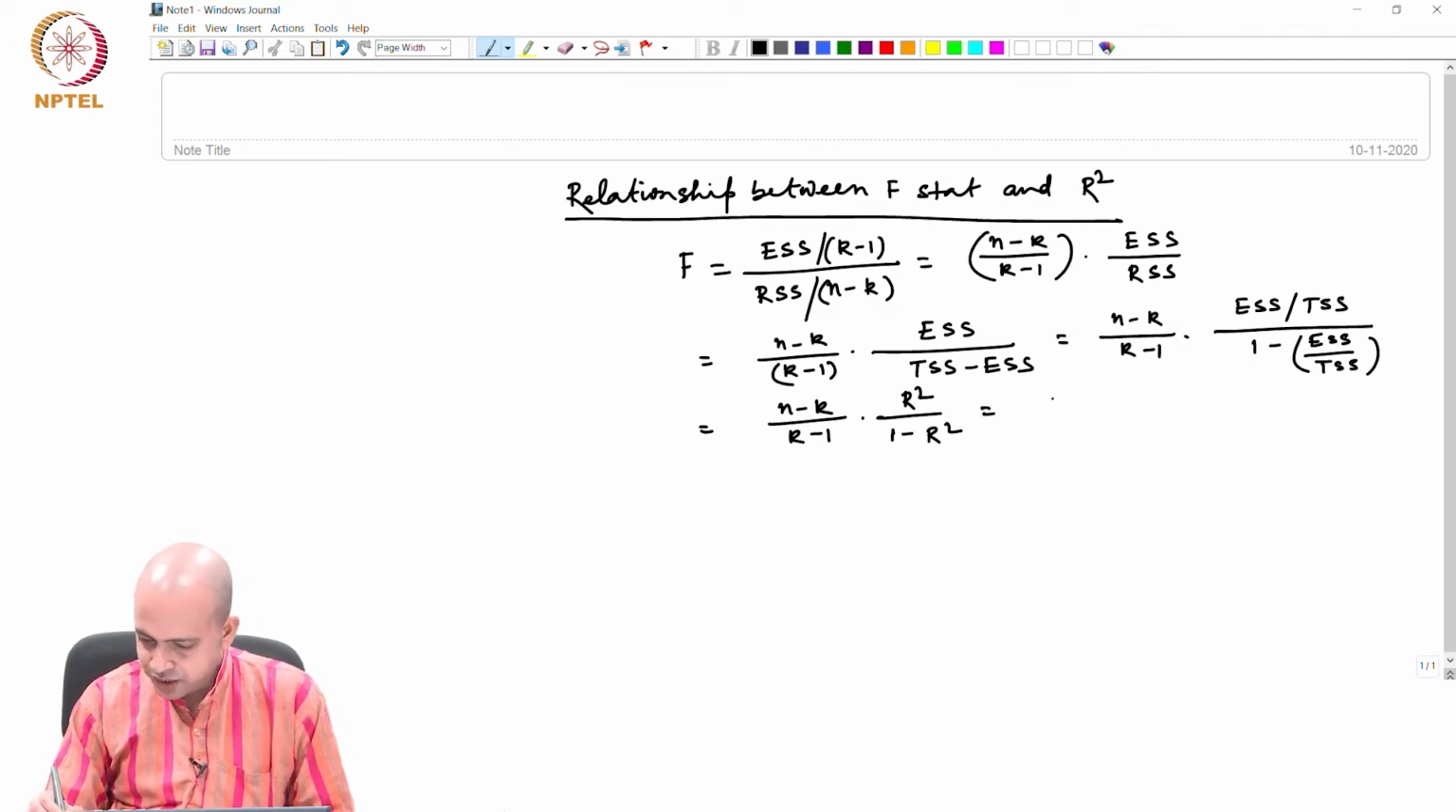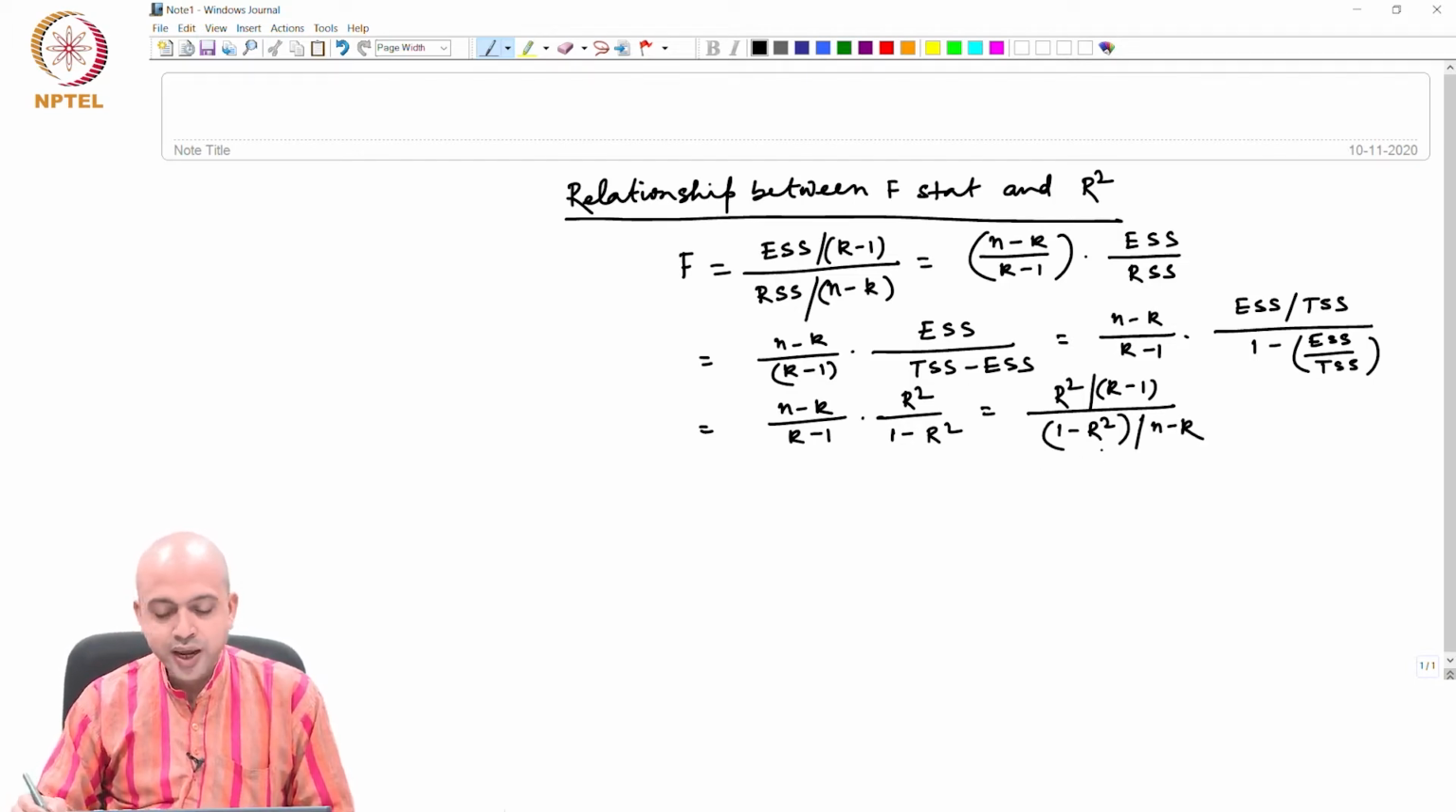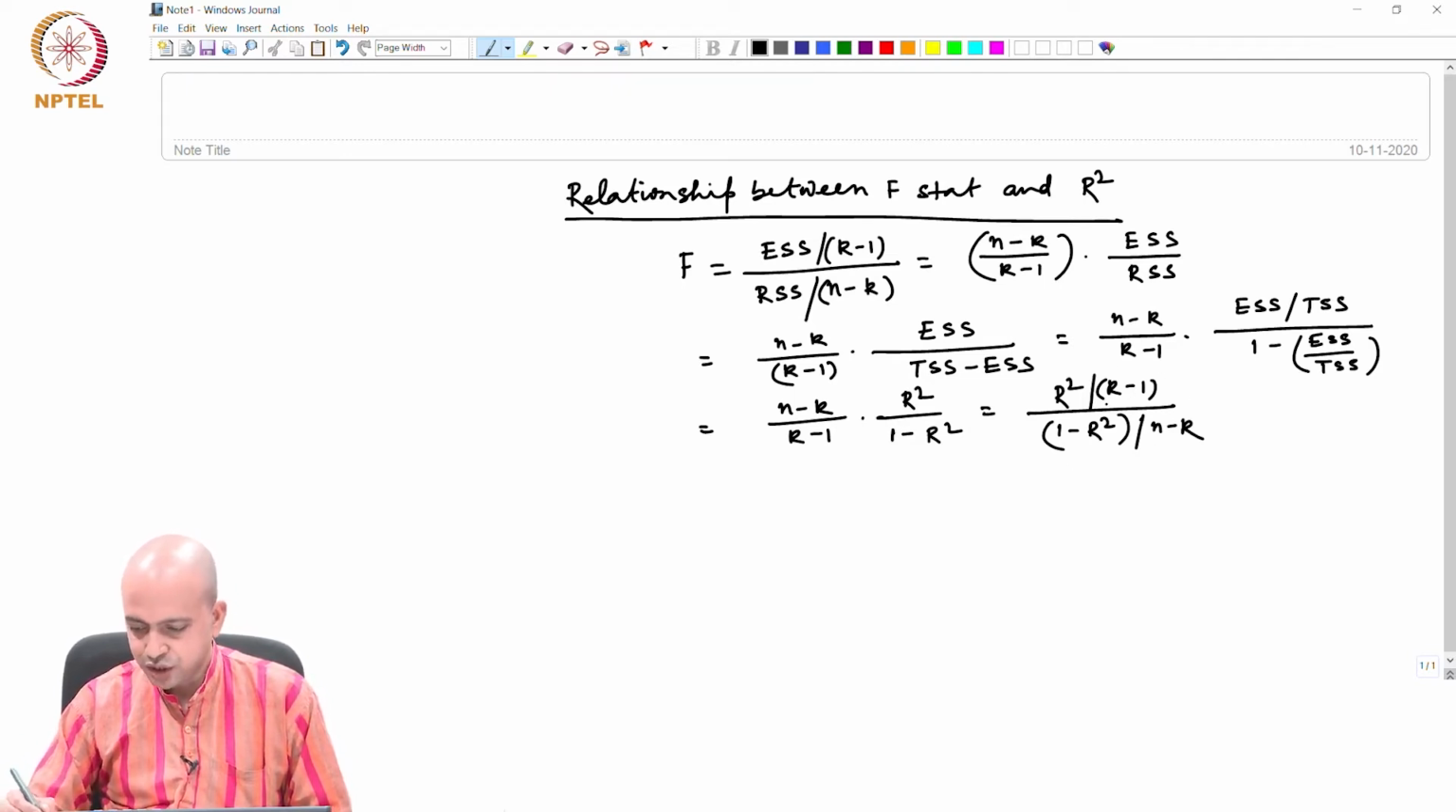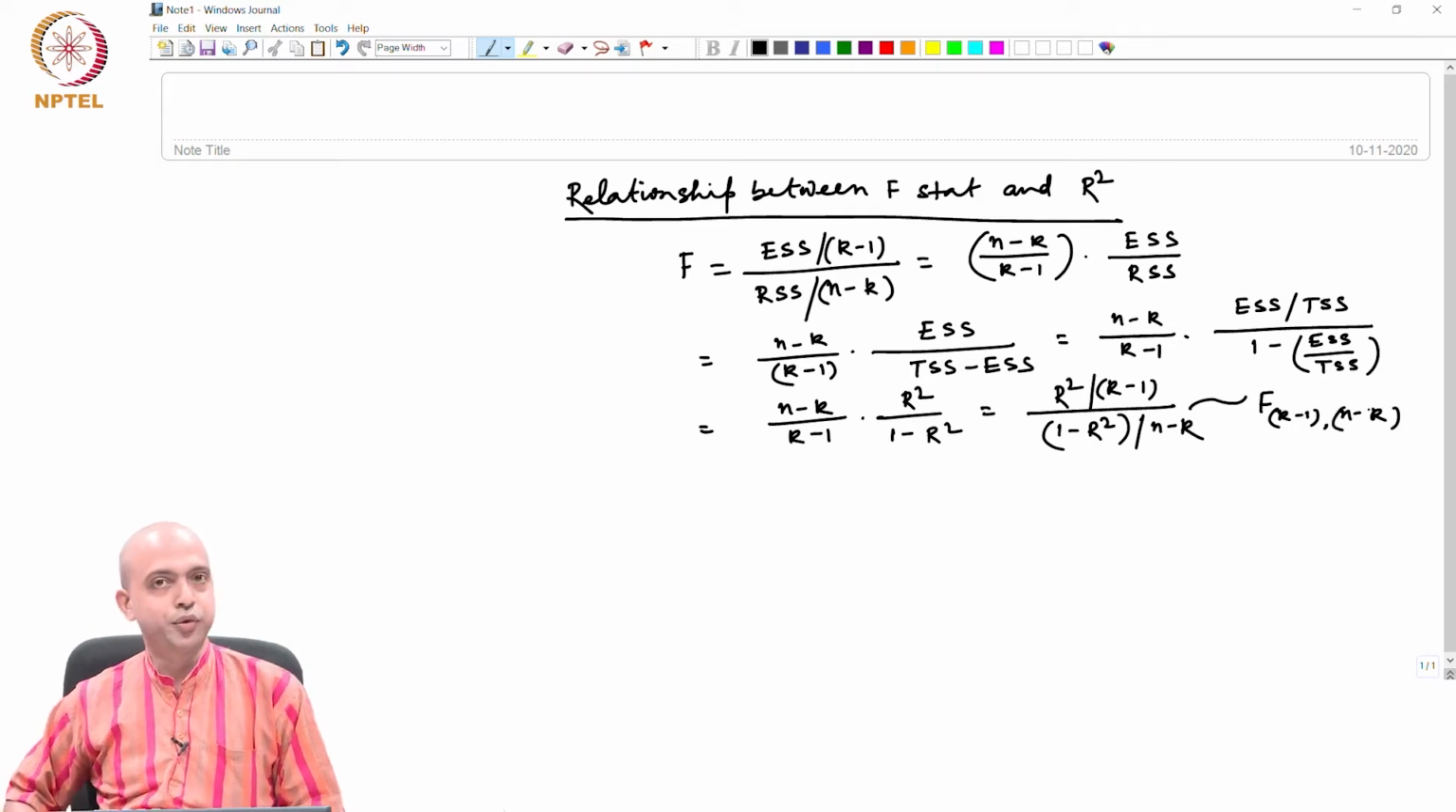Equals, I can write, R square divided by k minus 1 into 1 minus R square divided by n minus k. Now, we have arrived at a relationship between F and R square, and this particular measure, R square by k minus 1 divided by 1 minus R square by n minus k, will follow an F distribution with k minus 1 degrees of freedom for the numerator and n minus k degrees of freedom for the denominator.